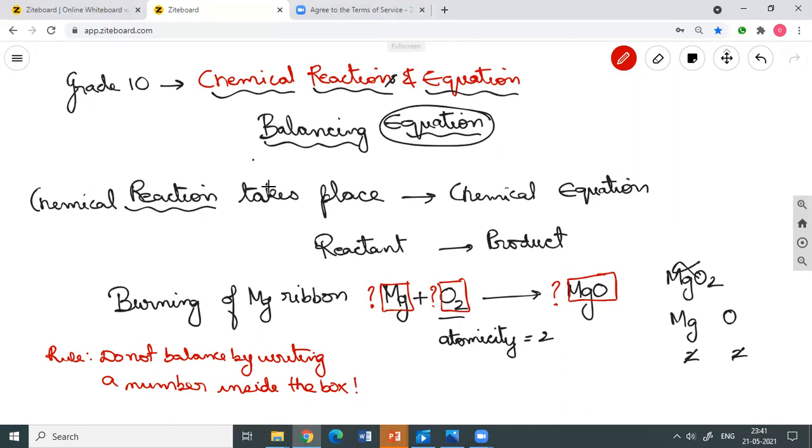You would have heard about the mole concept in your grade 9. The mole concept talks about moles, and we are only balancing the equation with respect to moles. Now quickly let's see how we can balance the equation. Mg plus O2 gives rise to MgO. I'm keeping these boxes. I'm not writing any number inside the box. I'm going to write the numbers only outside of the box.